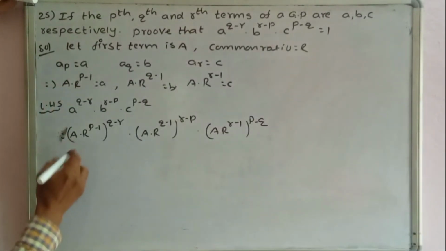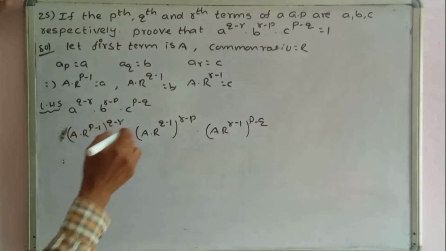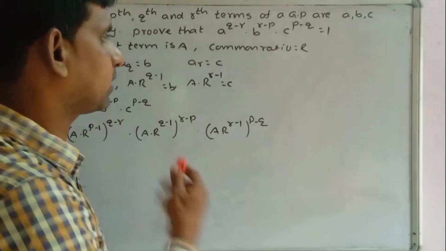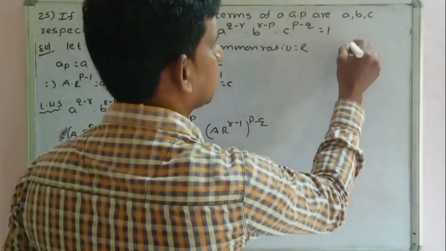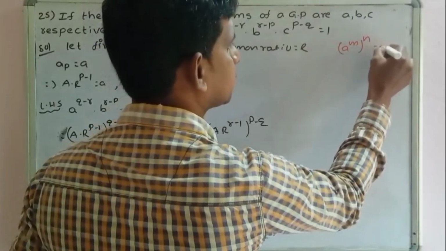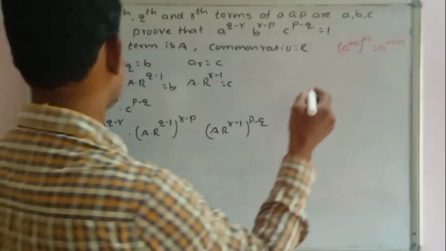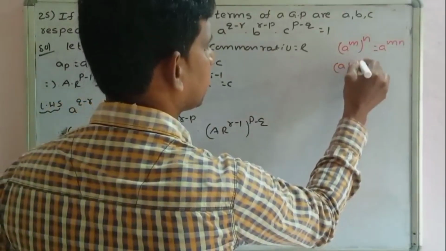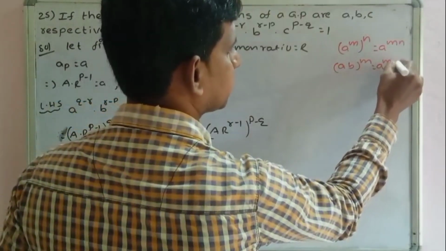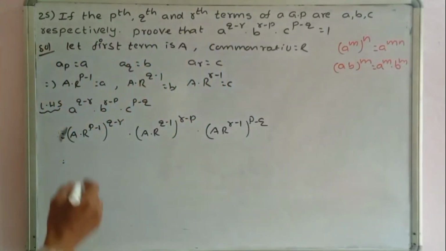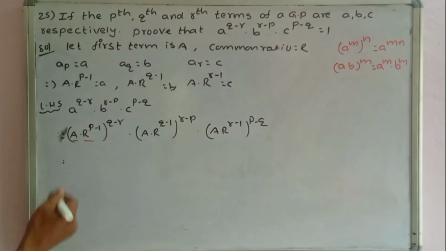Okay. See, A power m whole power n. What is the formula for A power m whole power n? A power m whole power n equals A power m times n. Another one is AB whole power m. AB whole power m equals A power m times B power m. This is how the form AB whole power m, so A power m times B power m.